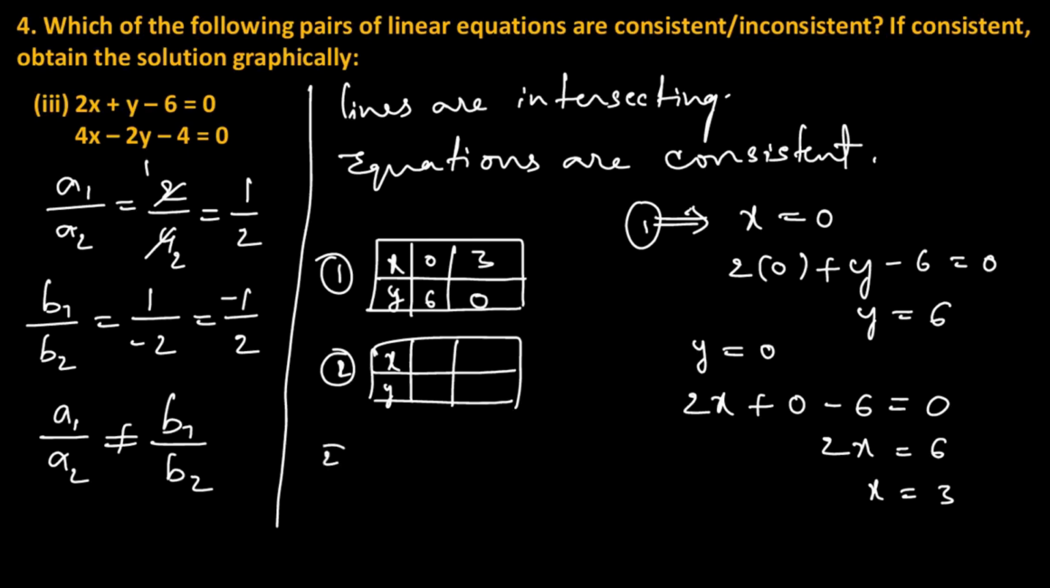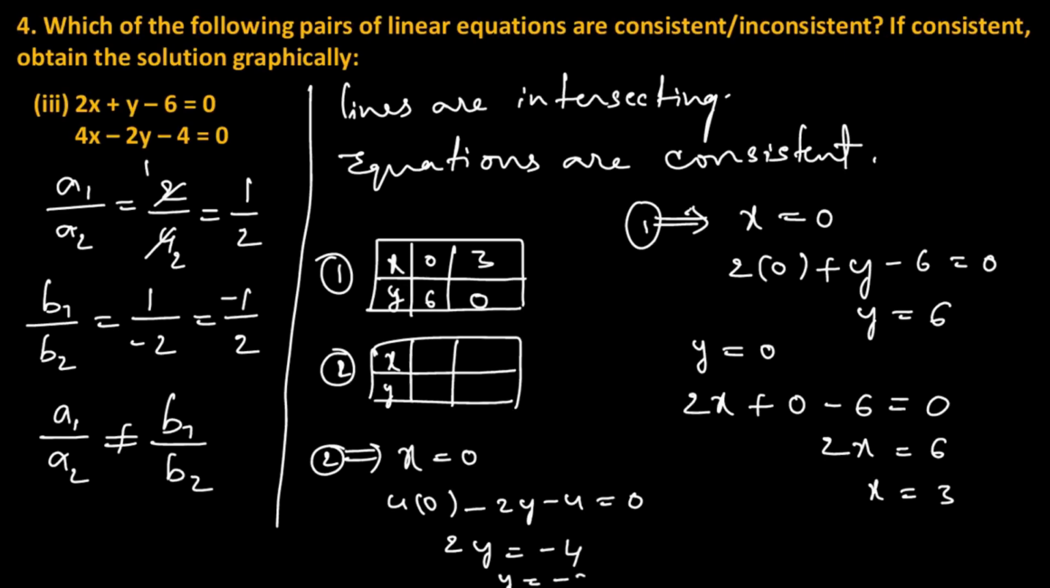And for the second equation, when I take x is equal to 0 this time, 4 into 0 minus 2y minus 4 is equal to 0. So 2y is equal to minus 4, y is equal to minus 2. When x is equal to 0, y is equal to minus 2.